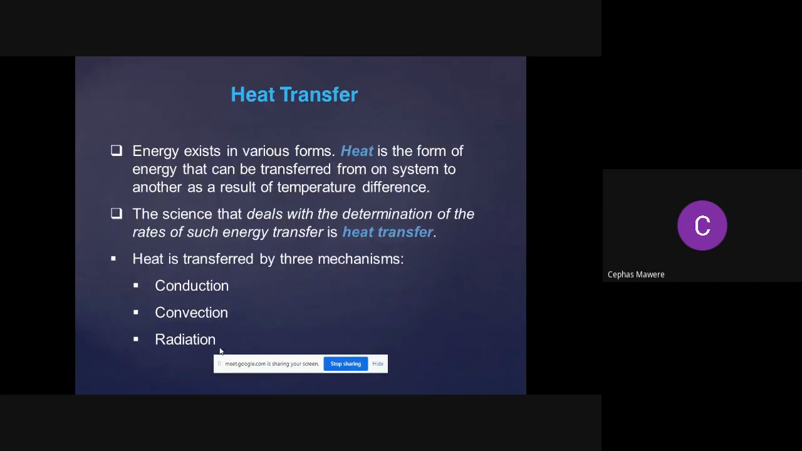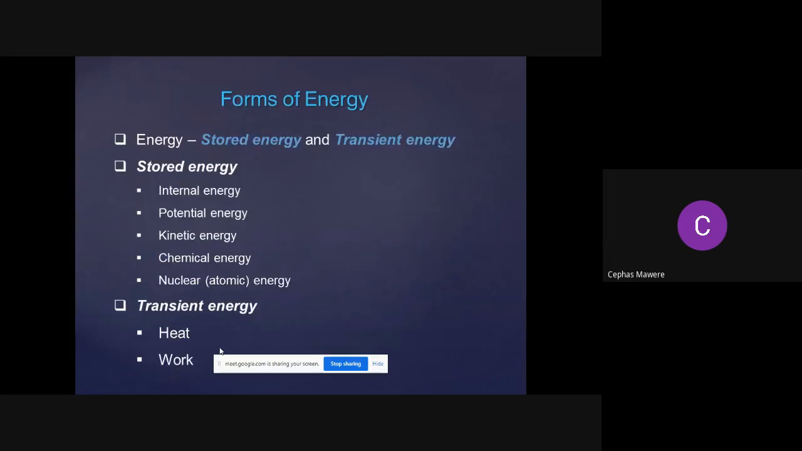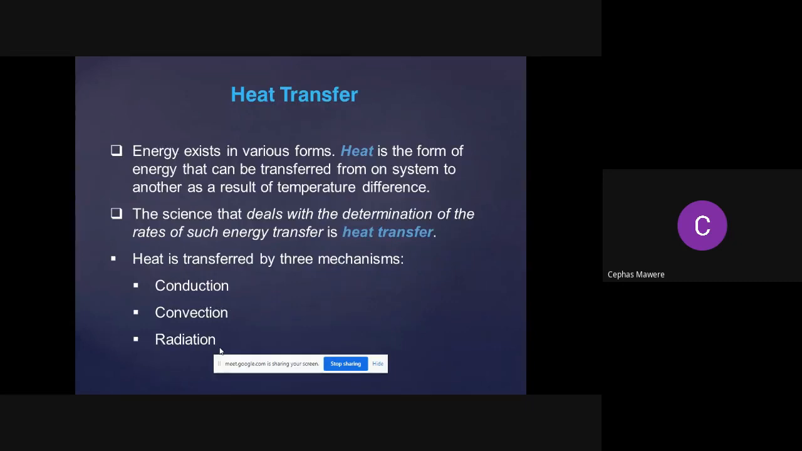So basically, when we talk of transient energy, we are going to focus on heat transfer, where heat is the form of the energy that can be transferred from one system to the other as a result of temperature difference. And the science that deals with the determination of the rates of such energy transfer is what we call heat transfer. And so heat can be transferred by three mechanisms, which are conduction, convection, and radiation.